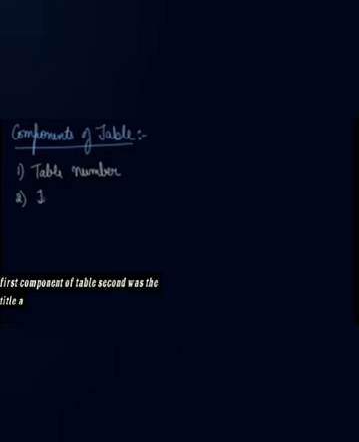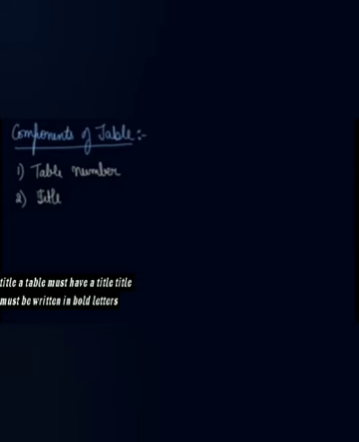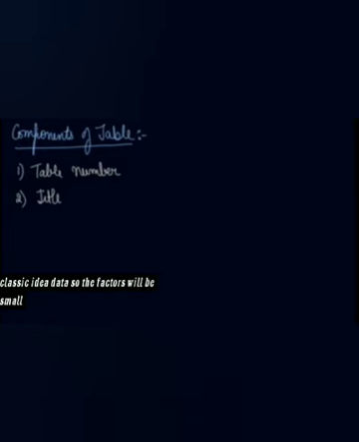Second goes the title. A table must have a title. Title must be written in bold letters. It should attract the attention of the readers. The title must be simple, clear and short. A good title must reveal the problem under consideration, that what is the problem, the time period of the study, the place of study, the nature of classification of data, which means how you have classified your data. So, the title should be small, precise but accurate.